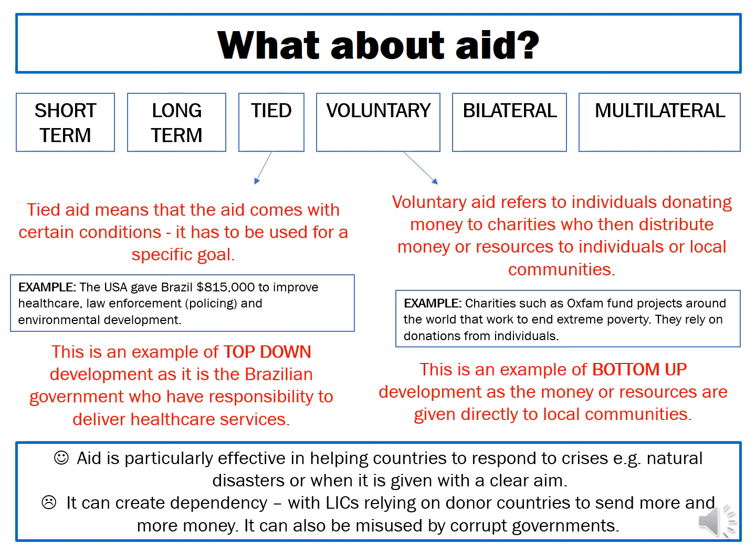However, some of the problems with aid is it can create a sense of dependency. So by that we mean LICs start to rely on those countries that have donated money to them in the past to send more and more money. It can also be misused by corrupt governments, meaning that the aid isn't reaching the people who need it the most.